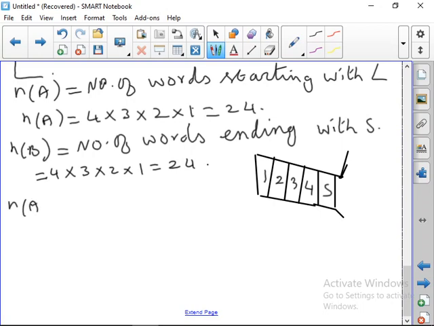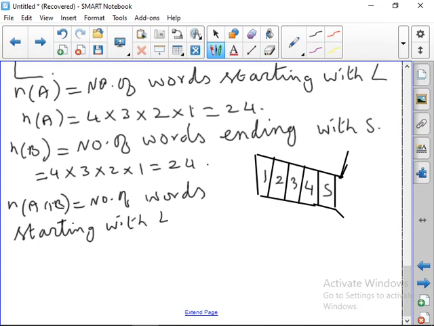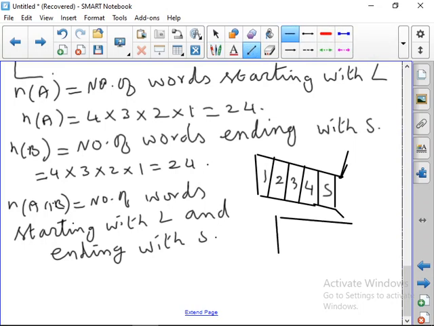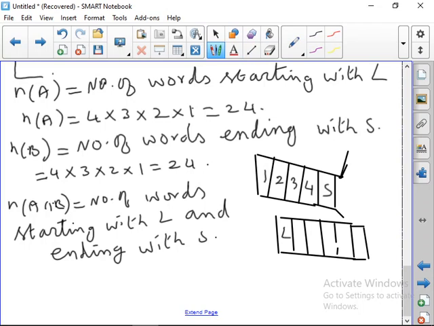Now, what is n of A intersection B? So, n of A intersection B is number of words starting with L and ending with S. Okay, starting with L and ending with S. So, what do you have? 1, 2, 3, 4, one more there, 5. So, it starts with L and ends with S.